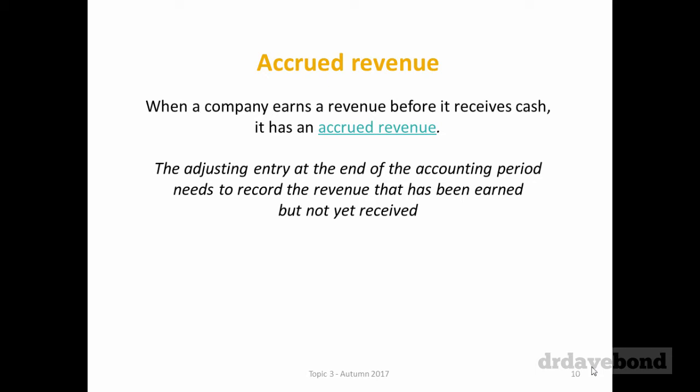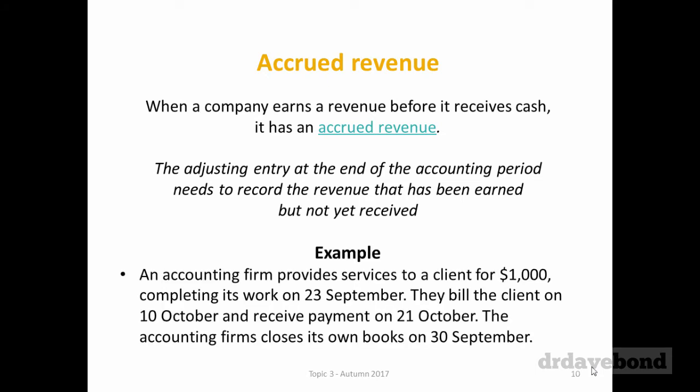The adjusting entry at the end of the accounting period needs to deal with the fact that it's been earned but not yet received. With this one, we need a timeline here to help us, just to help you identify when things have happened. So in this case, on the 23rd of September, we've finished the work done. Now that could have been happening prior to then, but the work is done by then. 30th of September, that's the financial year end. So I'm doing it with the dashed line to make it really clear what happens in what period.